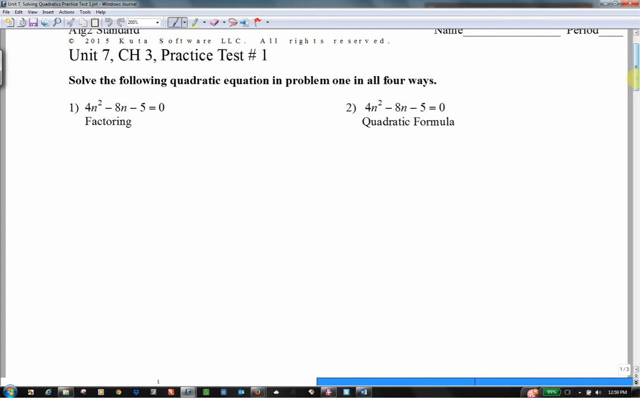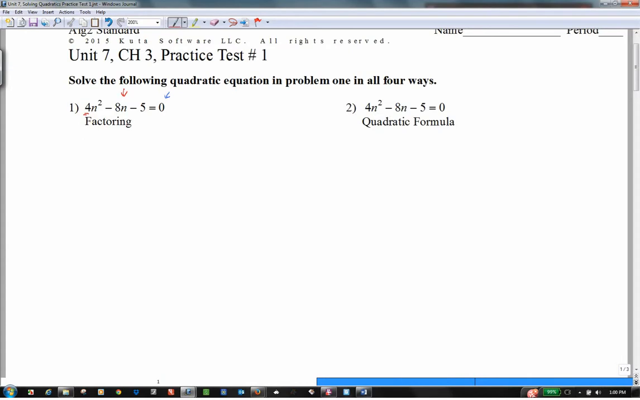So I'm going to scan it. The first thing I'm going to look at is it's got to have a 0 on one side and everything else on the other. So yeah, that's a 0, so that's good. Then I'm going to see what kind of factoring I'm going to use. Because it has this middle term here, I'm not going to be able to use difference of squares. So it's going to be a basic kind of factoring thing. If I can factor any common factor out, I will. I can't, so I'm stuck with this coefficient of 4 in front of the n squared.